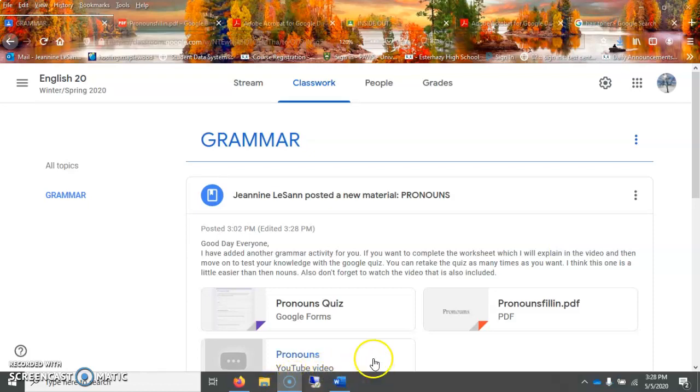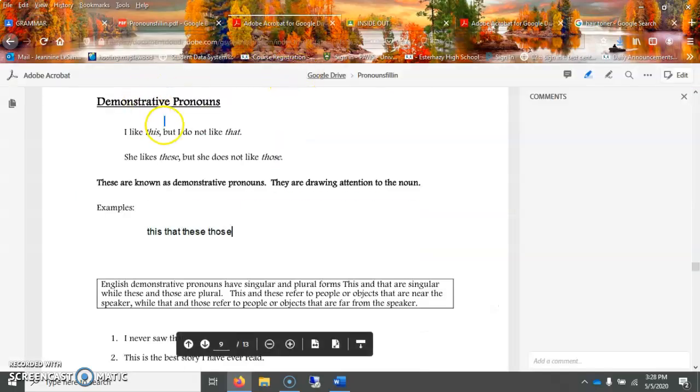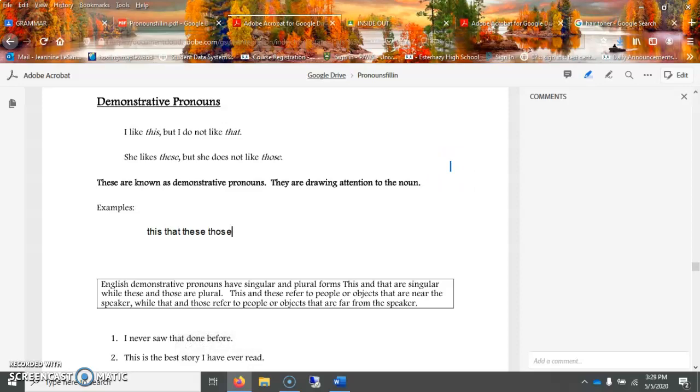Hey guys, okay, we're just going to go back again to demonstrative, or demonstrative. I don't know how some people pronounce it. Demonstrative pronouns is what I'm going to say. So this, that, these, and those are examples. Now these have singular and plural forms, and this and that are the singular.